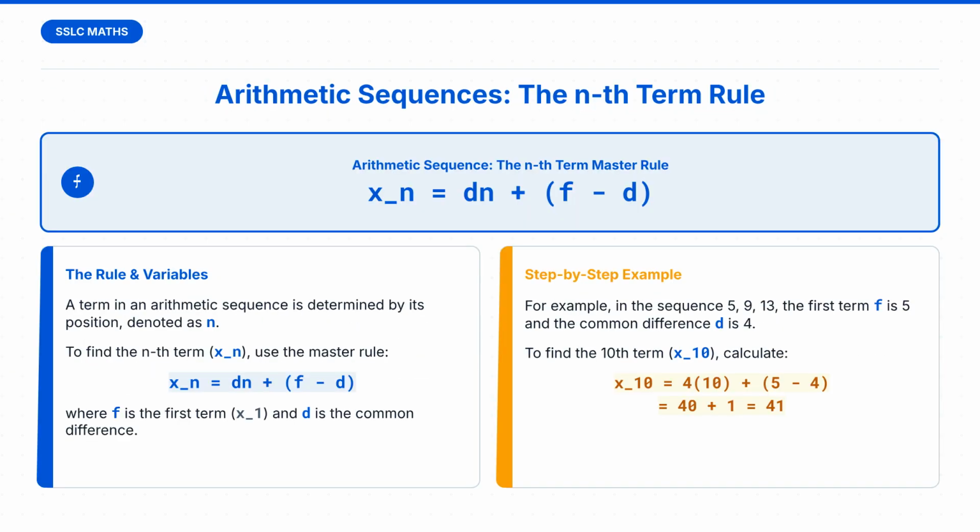The nth term rule is your master formula. x_n equals dn plus f minus d. Here, d is the common difference, n is the position, and f is the first term. This allows you to find any term in the sequence.